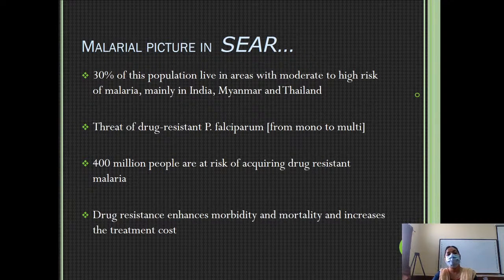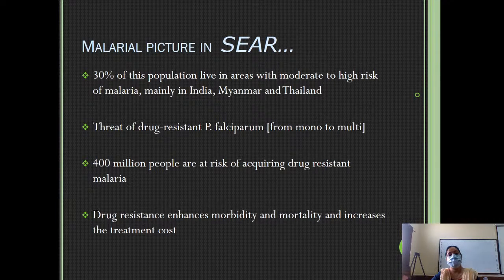So, look at these huge numbers, because of the inadvertent use of falciparum drugs or empirical therapy that we give assuming it is falciparum. It is true in these three countries, but the WHO guidelines say that you give empirical therapy to anybody who comes with fever. So that again puts so many people at risk of acquiring drug resistant malaria.